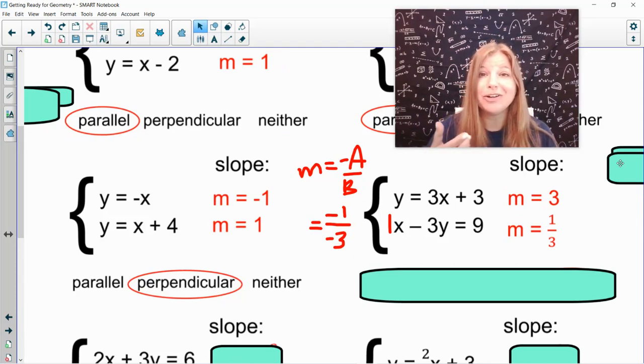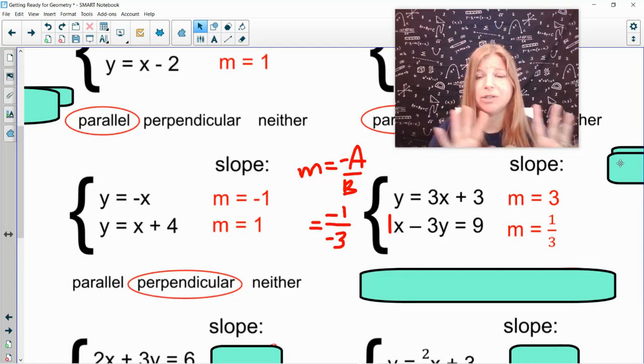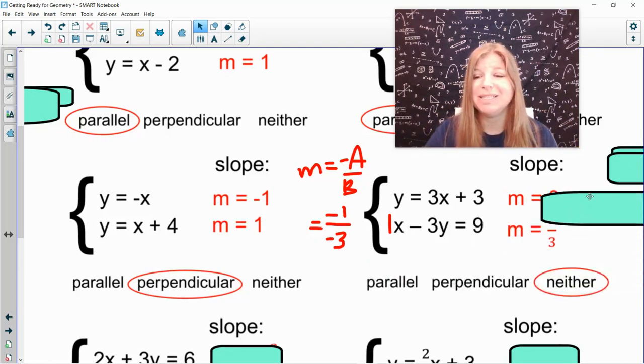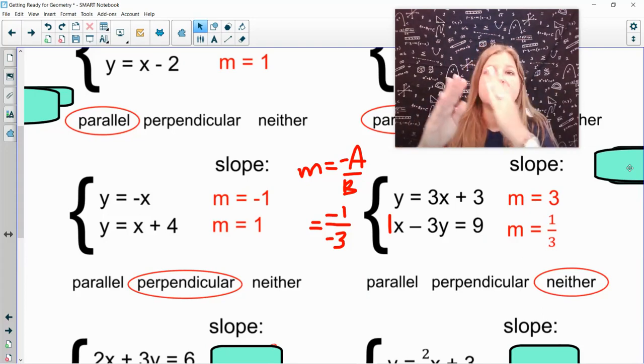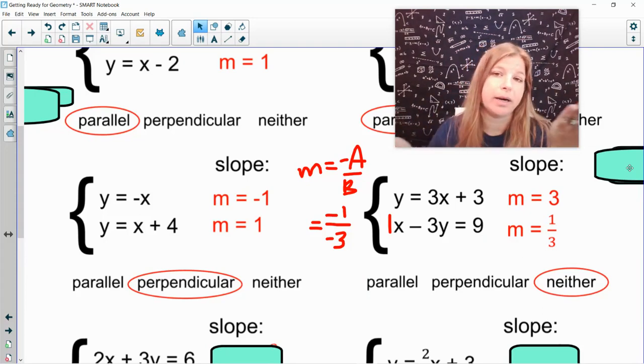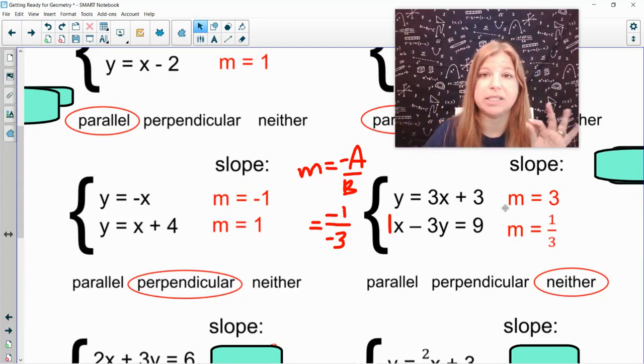Now 3 and 1/3, that's awesome. They're reciprocals of each other. But to be perpendicular, they have to be opposites or negative reciprocals of each other. These are both positive, which means that number one, they're not the same, so they're not parallel. They're not opposite or negative reciprocals of each other, so they're not perpendicular, which just means they're neither. It means if I was to graph those lines, eventually they would just intersect somewhere, but they're not going to be one of these special cases.